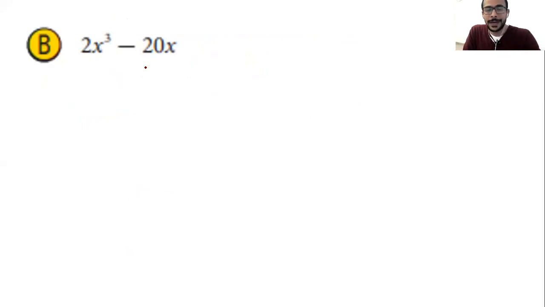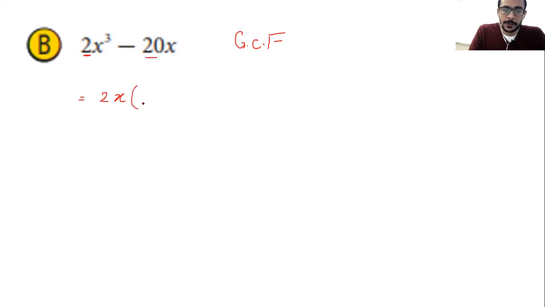Next example, I have 2 terms, a binomial, and it's to the power of 3, so it's a cubic. Since you have 2 terms including x, you have to think of the greatest common factor of these 2 terms. Who can tell me about the x's first? I always start with the variable x. Since I have x cubed and x, we take x first. I'm talking about 2 and 20. You said 2, right? Yes, excellent. So 2x is the greatest common factor of 2x cubed and 20x.